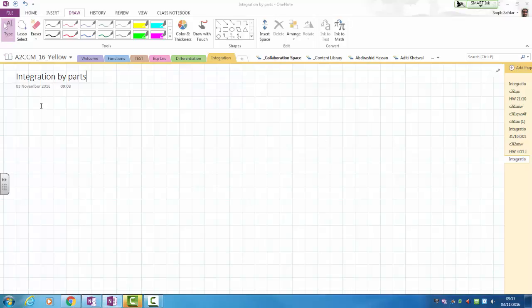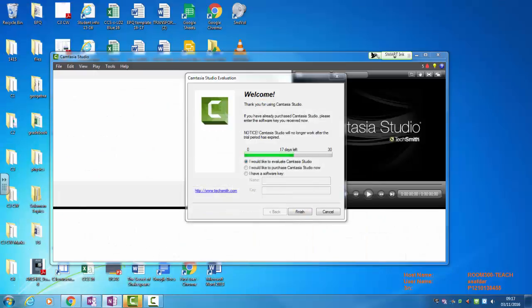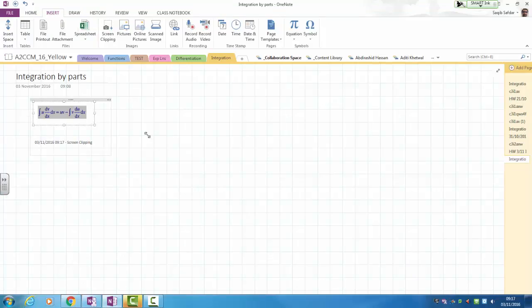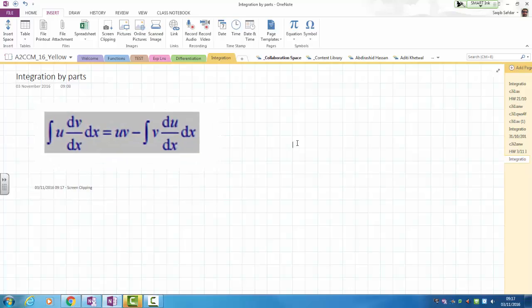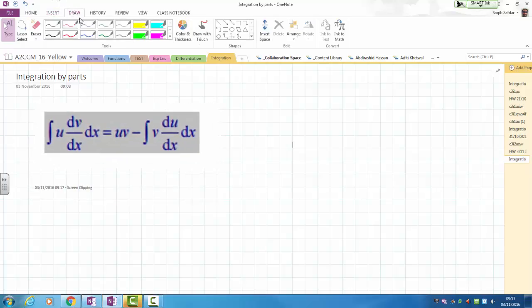Alright, let's start integration by parts. The way integration by parts works is essentially using this formula here to look at situations where you have a product of two functions, where both of them are functions of x. Okay? And that's the integration by parts rule.